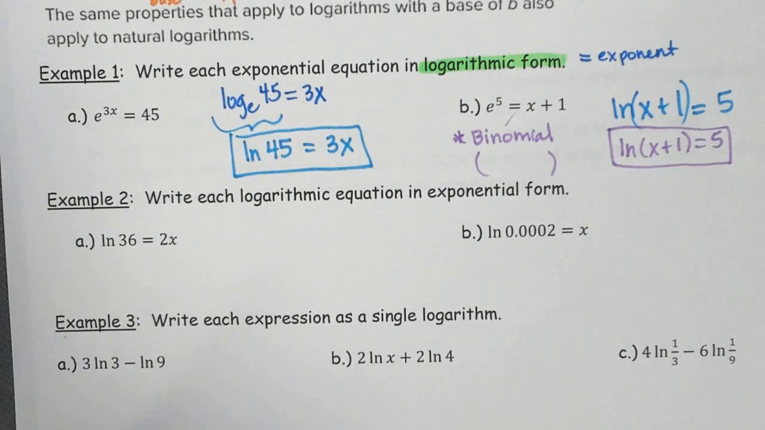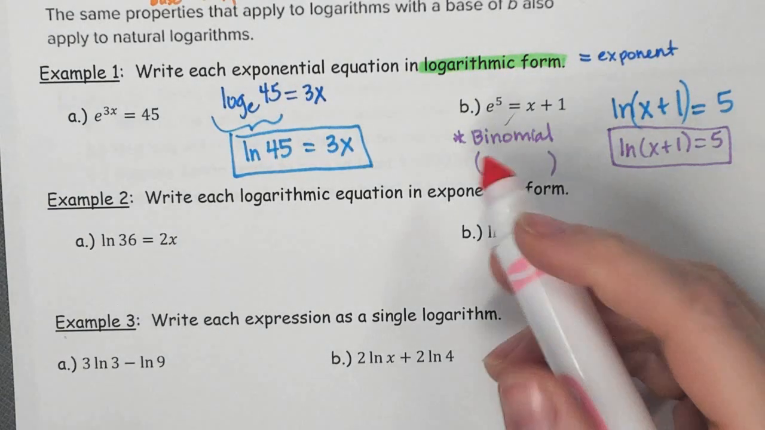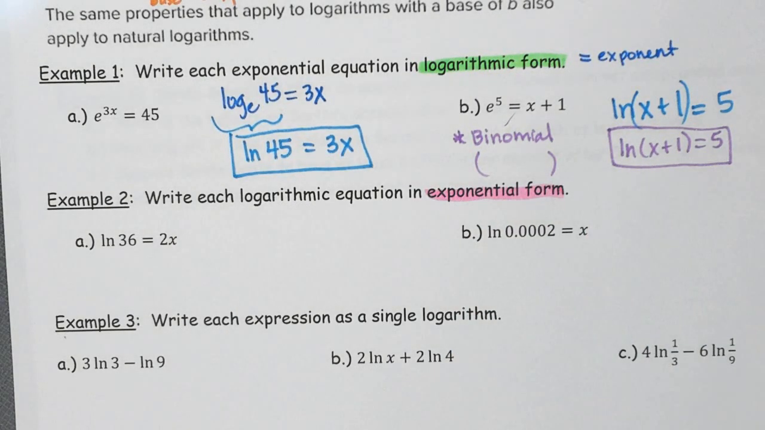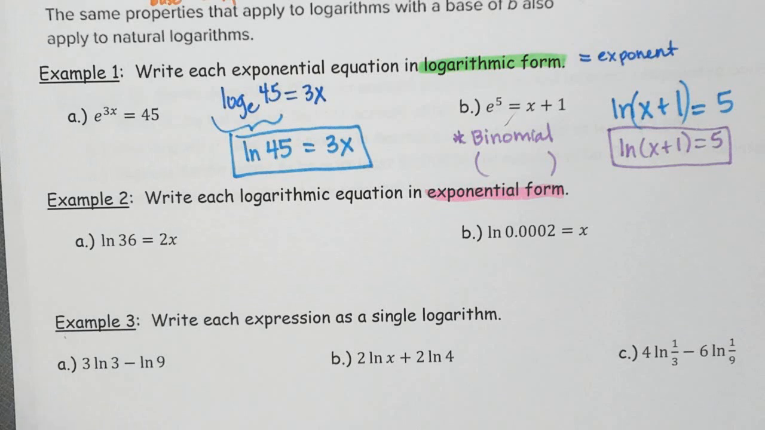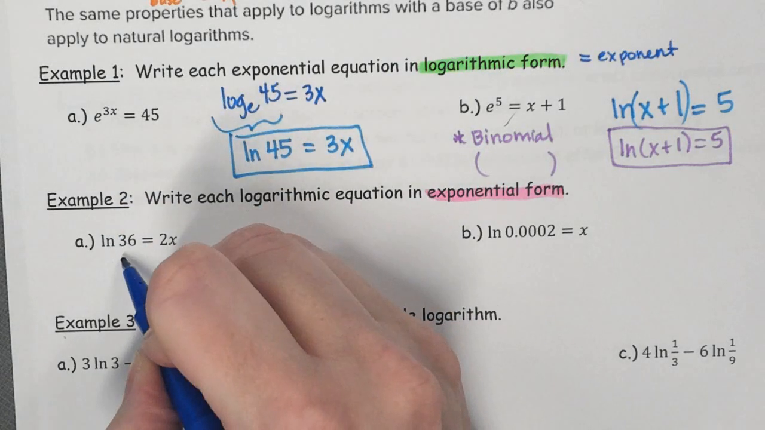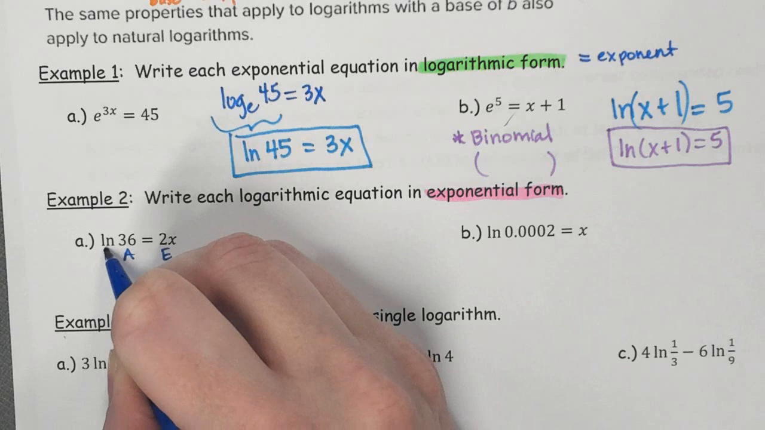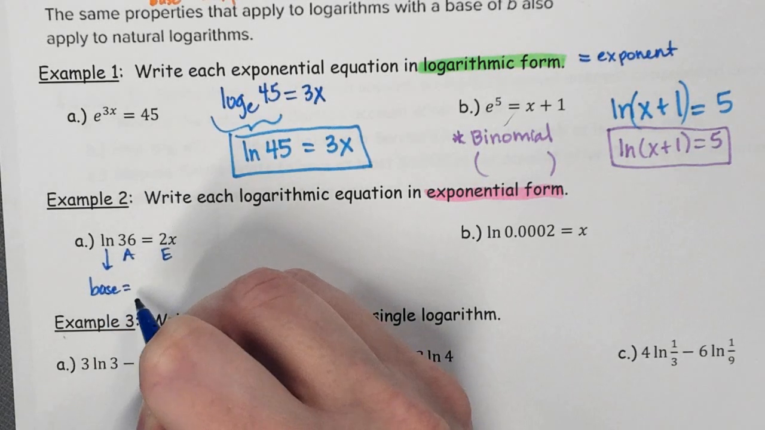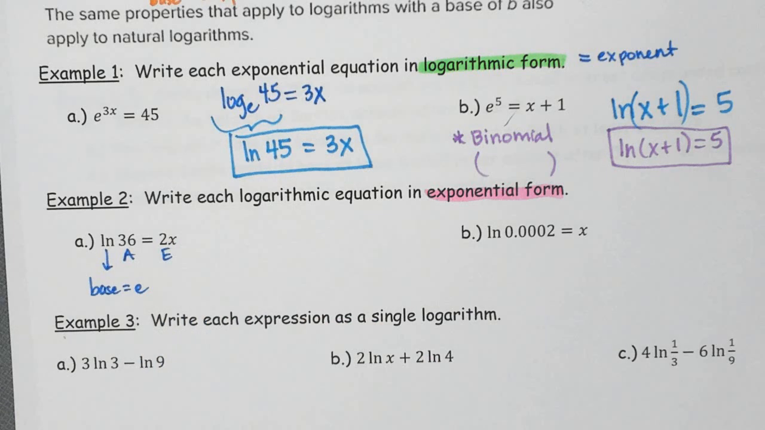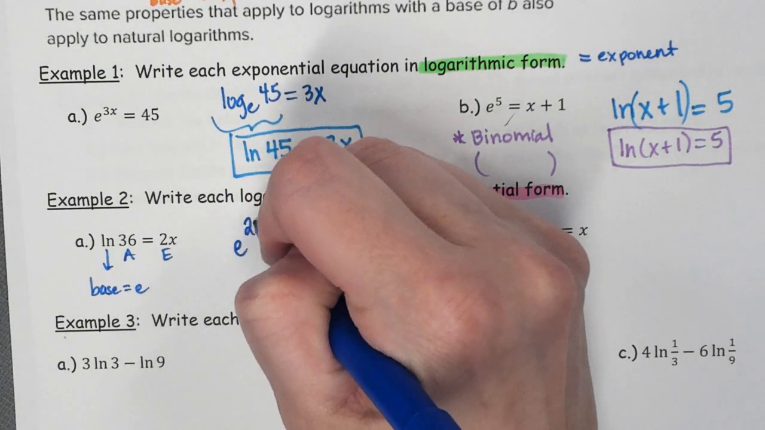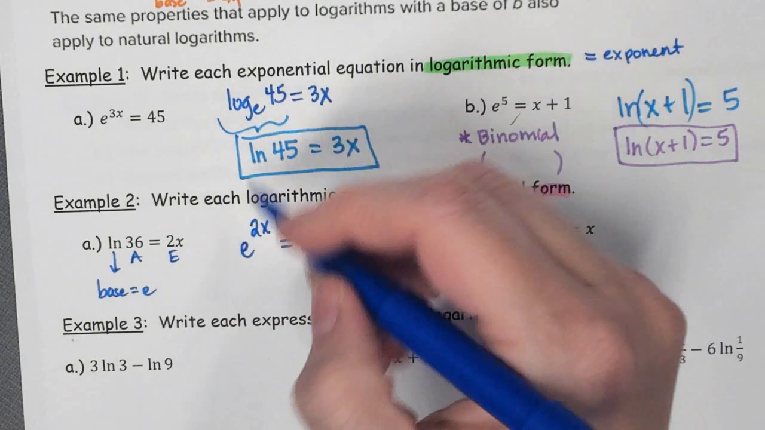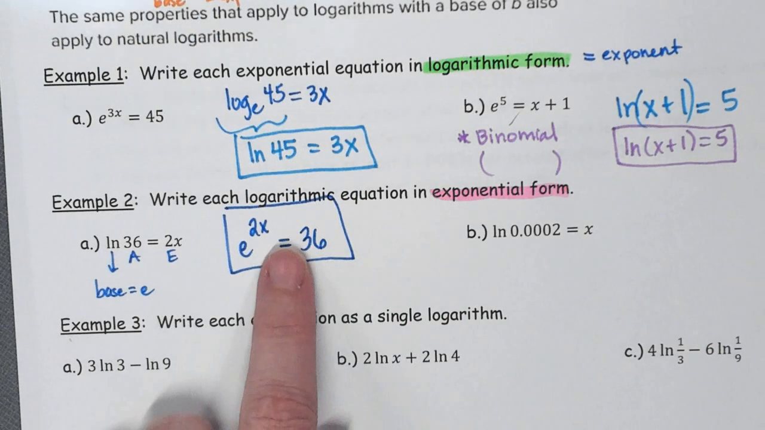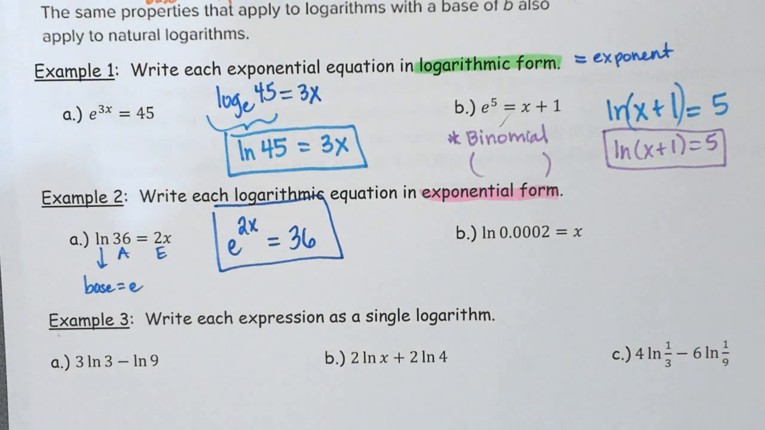Now we're going to look at example 2, where we're writing these in exponential form. In exponential form, that's where you can do your base, your answer, your exponent. And if it's ln, what's your base going to be? E. So it's e to the power of 2x is equal to 36. Based on that, can you guys write out your equation for part B?